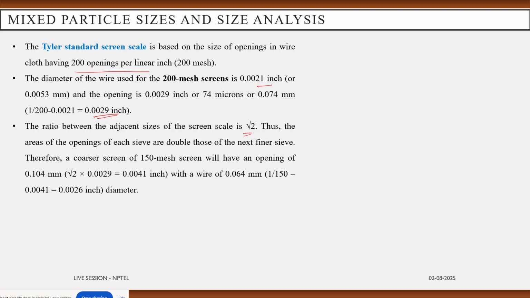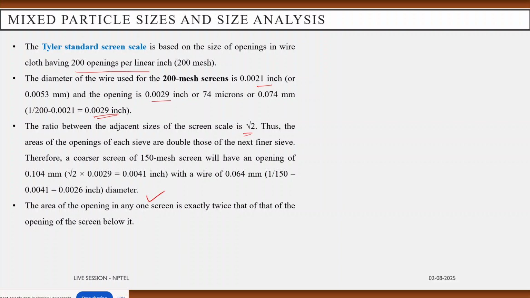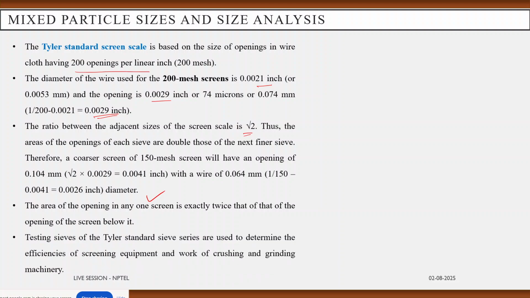So when we want to calculate the opening for the coarser screen, that is 150 mesh, we simply multiply root 2 into the opening of the 200 mesh. Thus, the area of the opening in any one screen is exactly twice that of the screen below it, because that is coarser. Testing sieves of the Taylor standard sieve series are used to determine the efficiency of screening equipment and the work of crushing and grinding machinery.